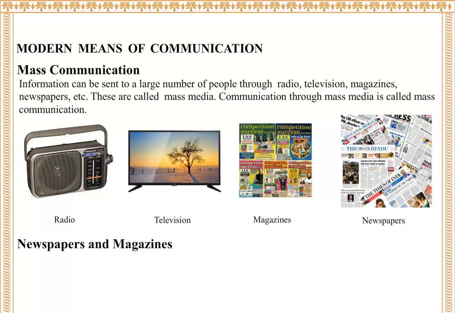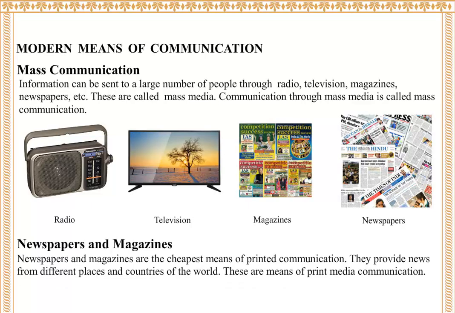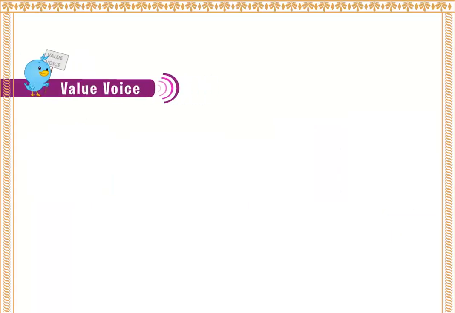Newspapers and magazines. Newspapers and magazines are the cheapest means of printed communication. They provide news from different places and countries of the world. These are means of print media communication.